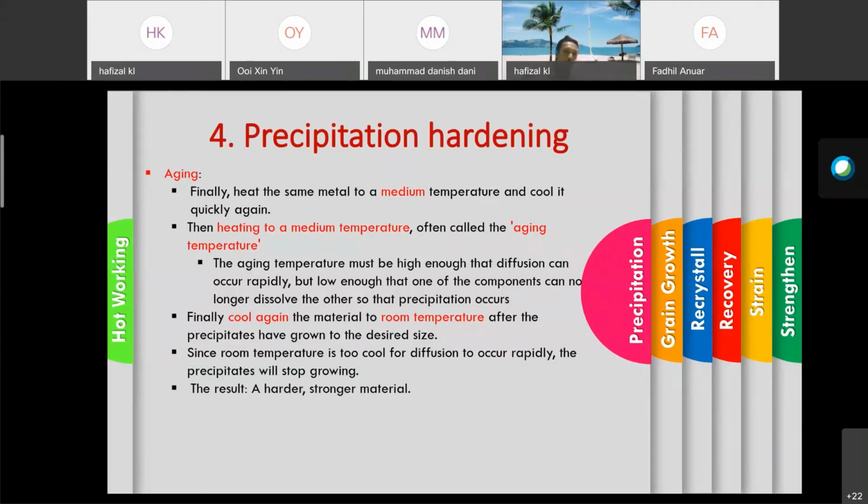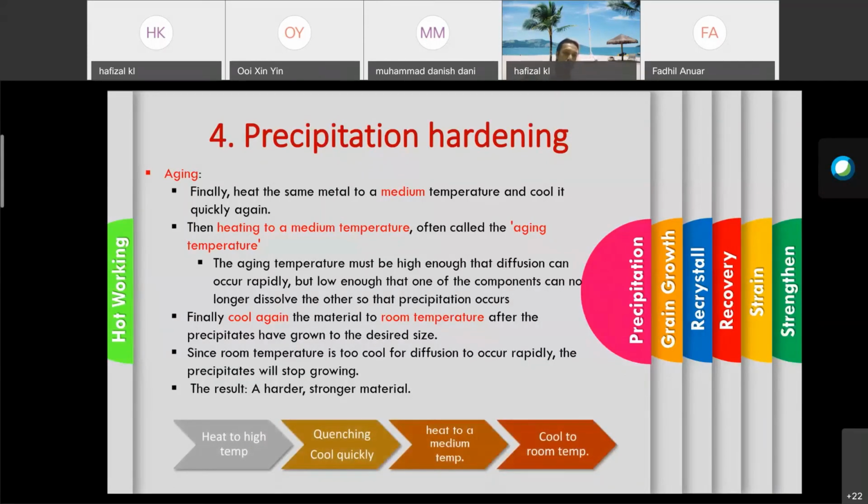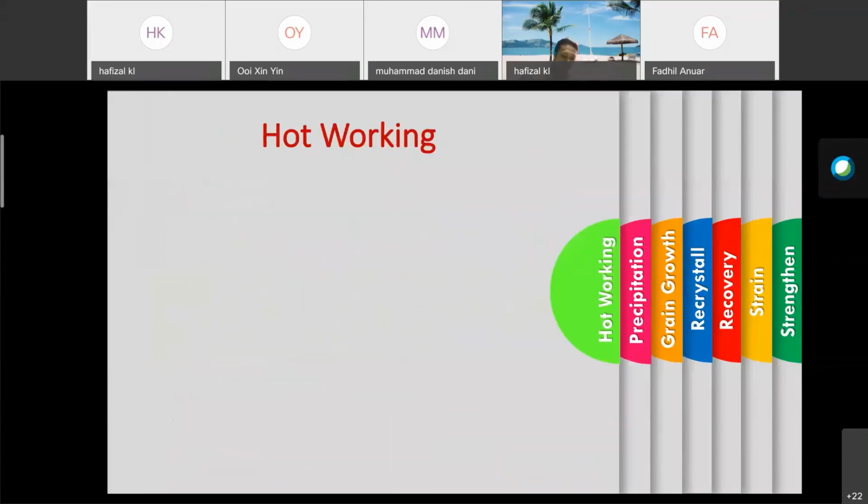As a result, harder, stronger material can be produced. This is the summary of the precipitation hardening process. We heat to a high temperature, then quench very quickly, then heat at a medium temperature, and finally cool at room temperature.